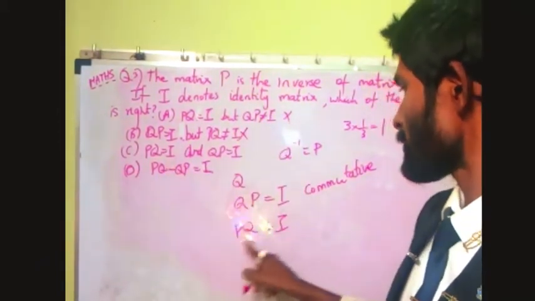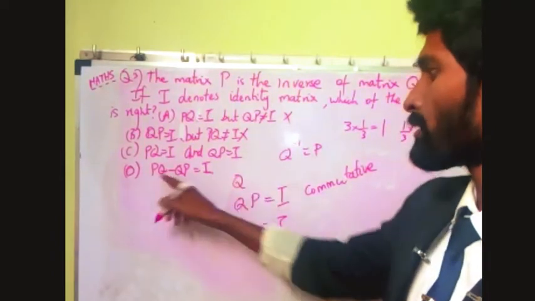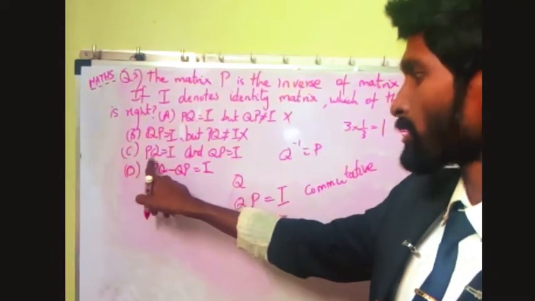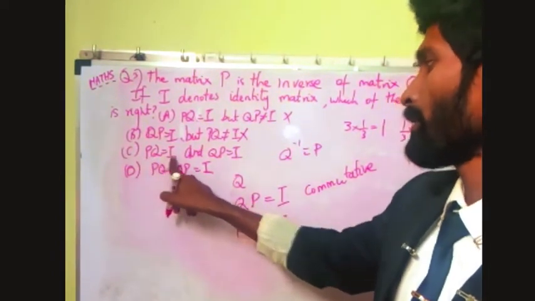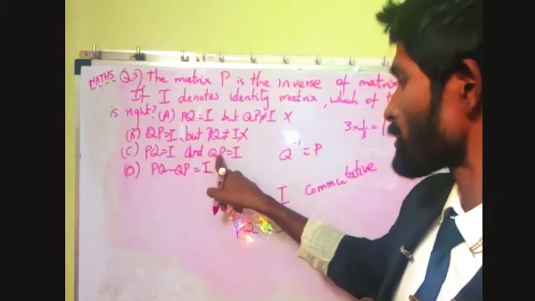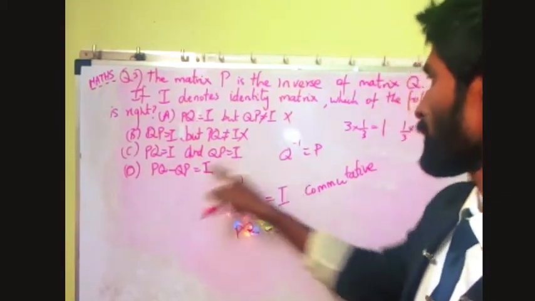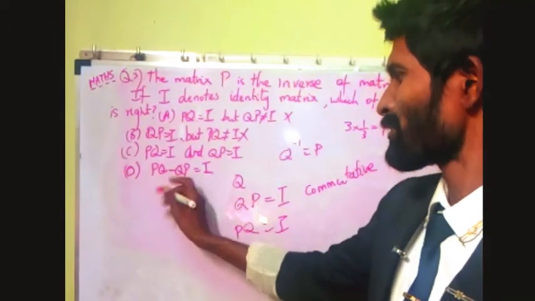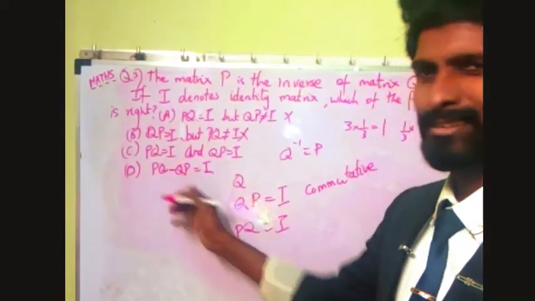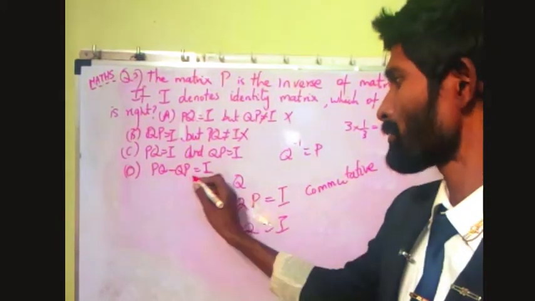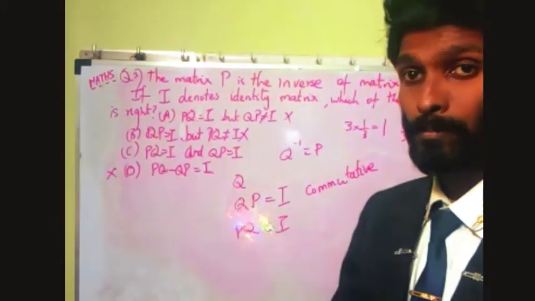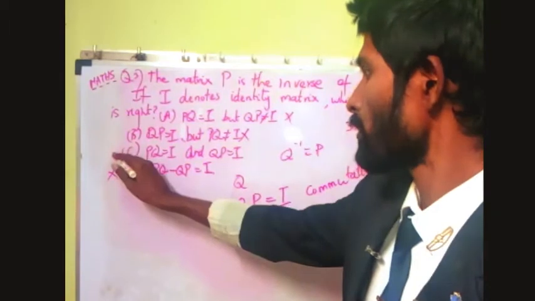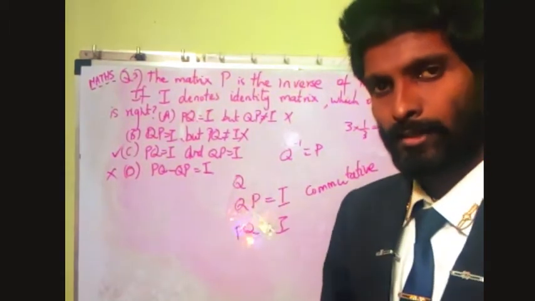PQ is equal to I surely, and QP is equal to I, because if I multiply the actual number with the inverse, it gives I, and the inverse with the actual number also gives I. That is like 3 into 1 by 3 and 1 by 3 into 3. Here they have given subtraction, but there is no need of subtraction here because it is completely inappropriate for this question. So automatically option C is right. It's a very simple question.